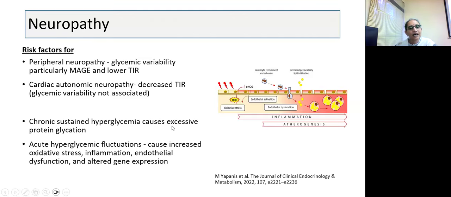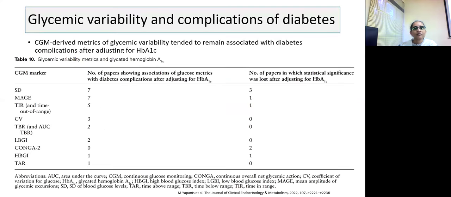While chronic sustained hyperglycemia causes protein glycation and thereby causes the complications, the acute glucose fluctuations cause oxidative stress, thereby increasing inflammation, endothelial dysfunction, and altered gene expression, thereby affecting the long-term complications of diabetes. So various studies have shown that the effect of glycemic variability on the complications persists even after you adjust for HbA1c.